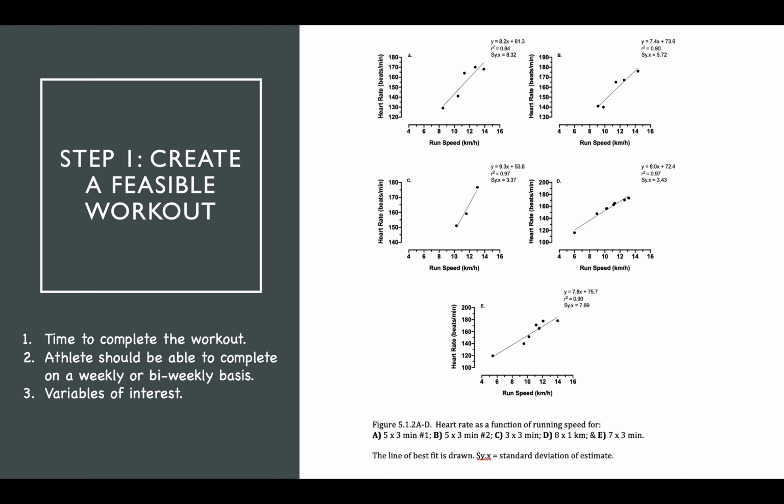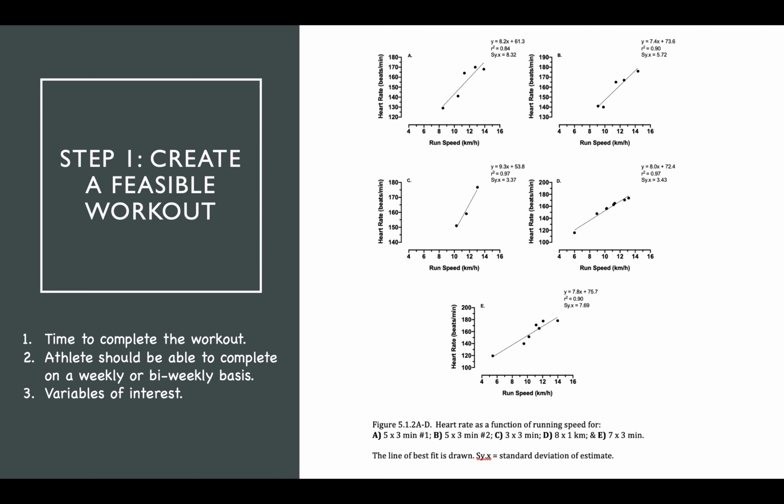So what I did in this series of graphs, we have graph A through E, and we tested out different types of fartlek workouts. I was the only participant, so this was really just a feasibility study. It was pilot data just to figure out, okay, which workout is going to work best when we actually started the study. So my variables of interest on the x-axis, we've got running speed in kilometers per hour, and on the y-axis, we had heart rate in beats per minute.